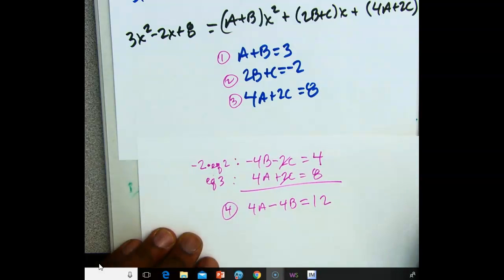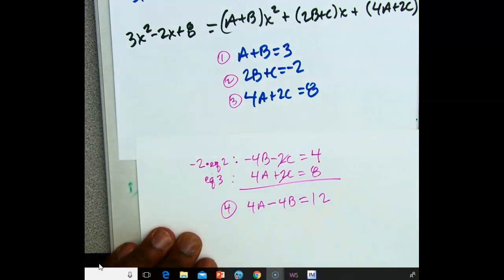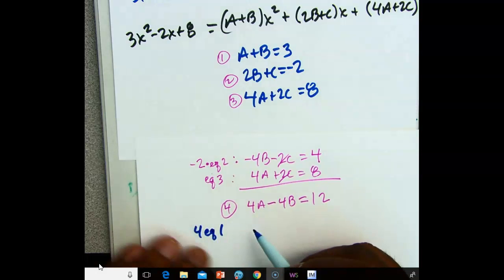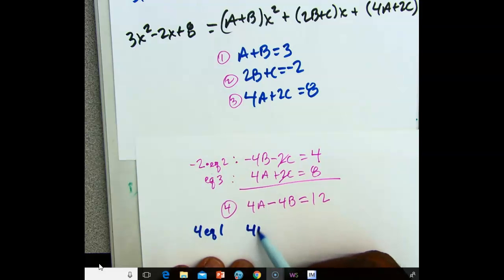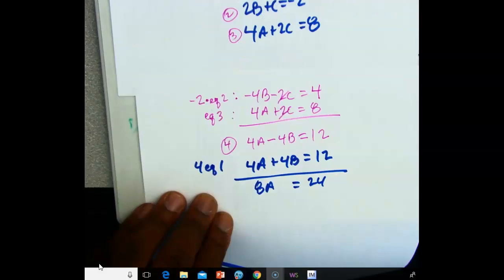Equation 1 only has A's and B's in it. But what are we going to eliminate on equation 1? B? So we need actually a negative 4, right? Or positive 4, sorry. So we'll have to go 4 times equation 1. So that gives us 4A plus 4B, and that's equal to 12. When we add these, we get 8A equals 24. So A is equal to 3.